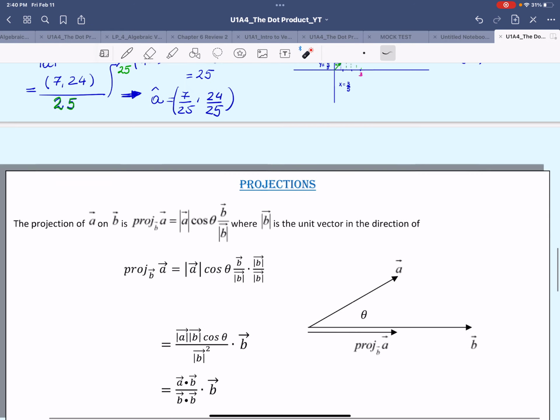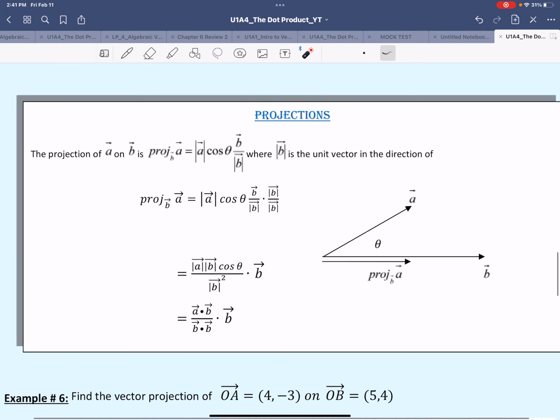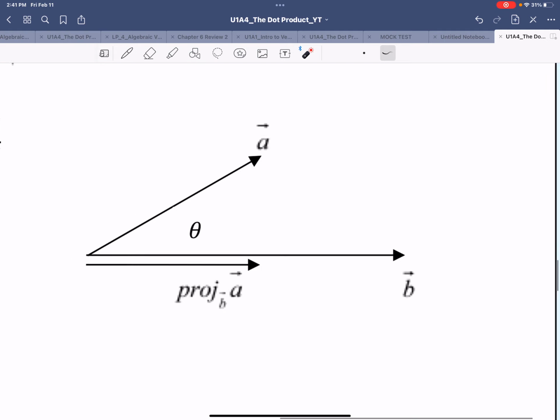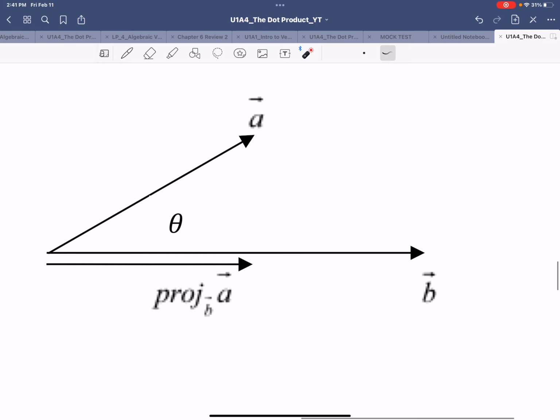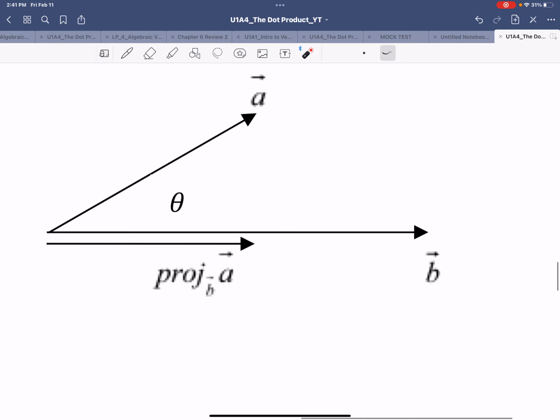Now, the next concept that we're looking at is projections. So what are projections? For now, we're going to take a look at the diagram and try to derive all the formulas on our own. Here we have 2 vectors, vector B and vector A, placed tail to tail and making an angle theta with each other. We're going to say that the projection of vector A onto vector B is indicated by this symbol.